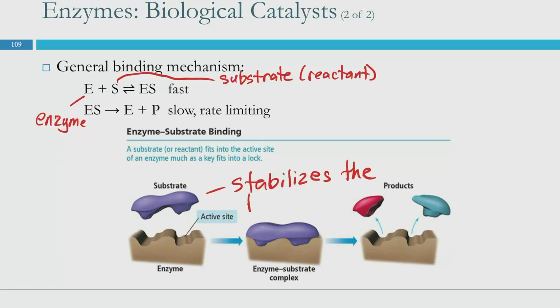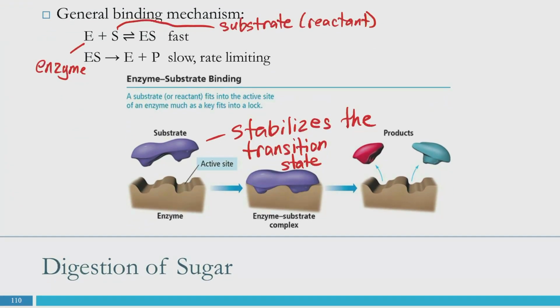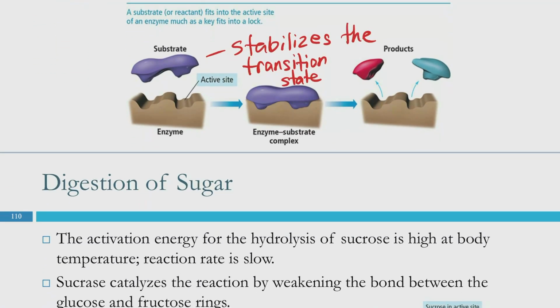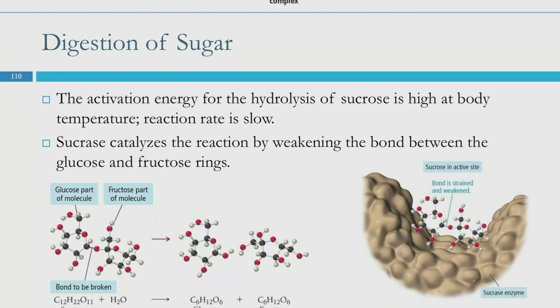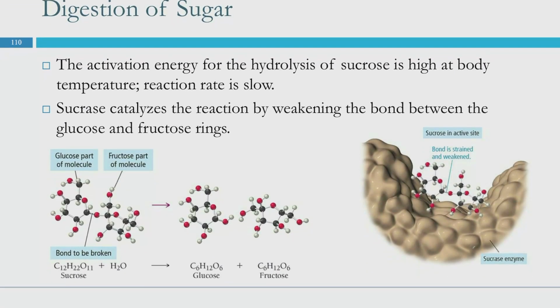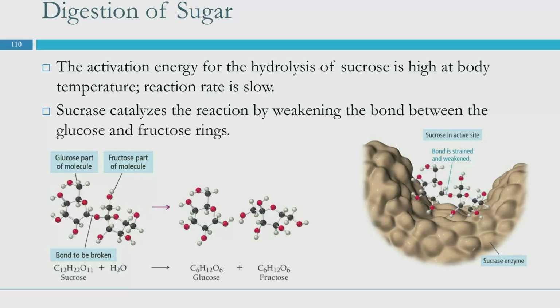Stabilizes the transition state. Just another way of saying that it lowers the activation energy. Enzymes play a role in digesting sugar. So for example, sucrose has a high activation energy at body temperature. And the aptly named sucrase catalyzes that reaction.